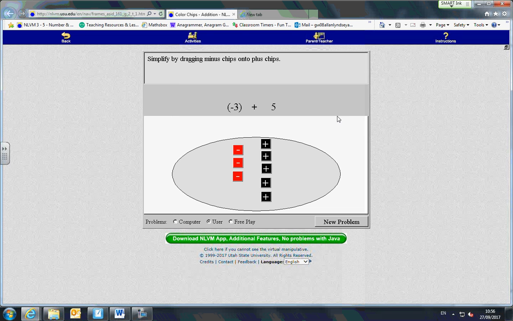Now, when we have 1 positive tile and 1 negative tile, this gives you 0, and we call this a 0 pair. So a negative and a positive will give you 0. A negative and a positive will give you 0 again. And then once more, a negative and a positive gives you 0. So what we are left with is 2 positives. So our final answer to negative 3 plus 5 gives us 2.